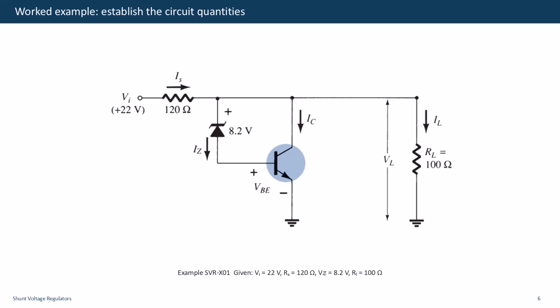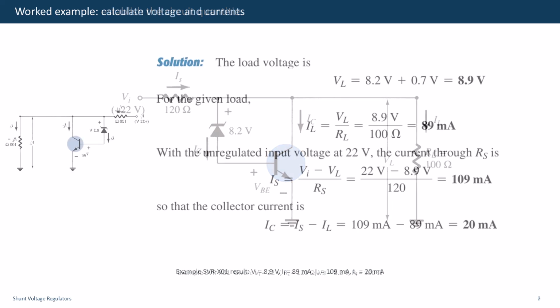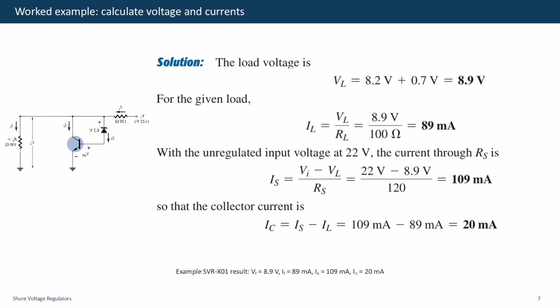Begin by identifying the current split at the output node. The current through the series resistor divides between the load and transistor branches. This node current relation provides the final collector current calculation after the regulated voltage and the other two currents have been found. First, calculate the regulated load voltage.